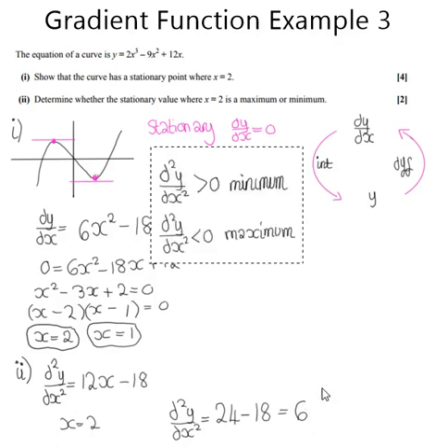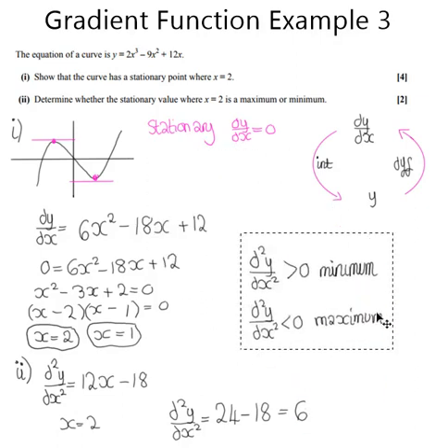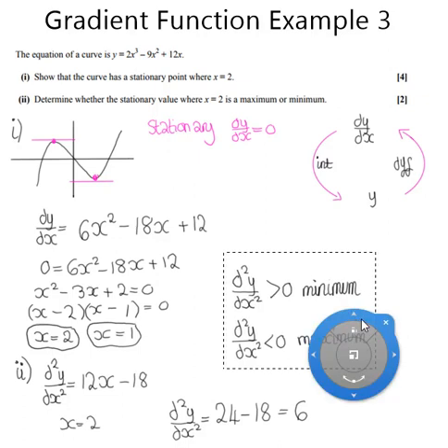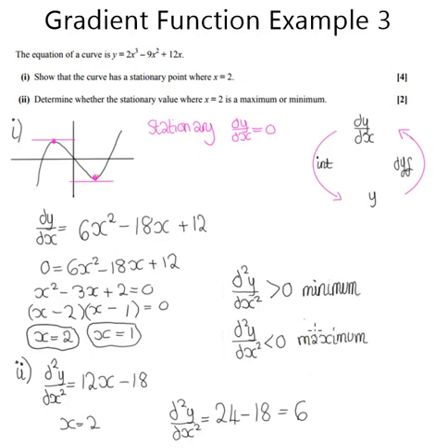Okay, so there's a last thing that I want you to have a think about here. So this is our general rule for minimum and maximum values. Okay, so if d squared y dx squared is greater than 0, it's a minimum. And if d squared y dx squared is less than 0, it's a maximum. So it's a little bit reversed here, okay? So try and have a look through these for me and apply them to some other questions.